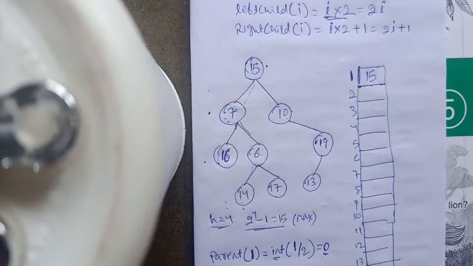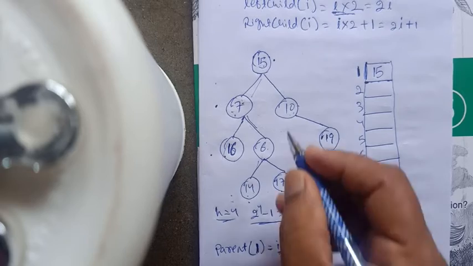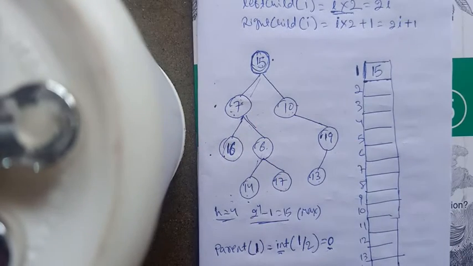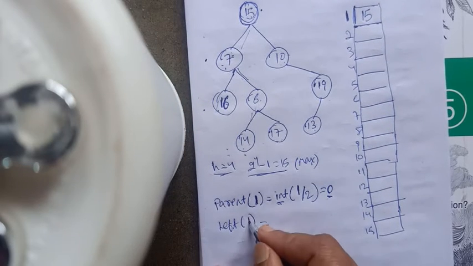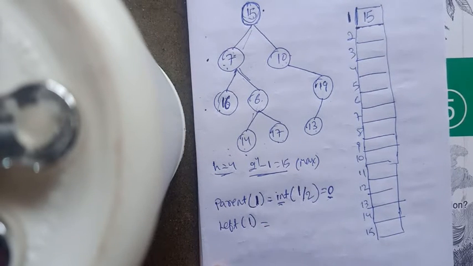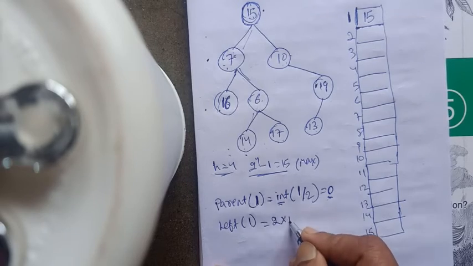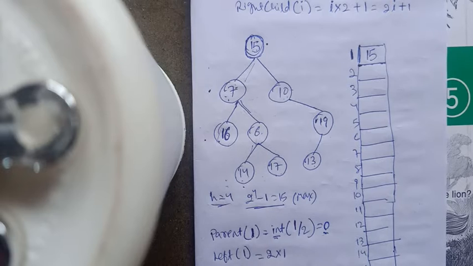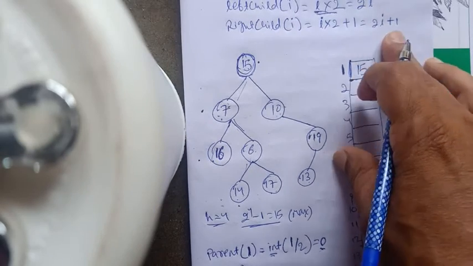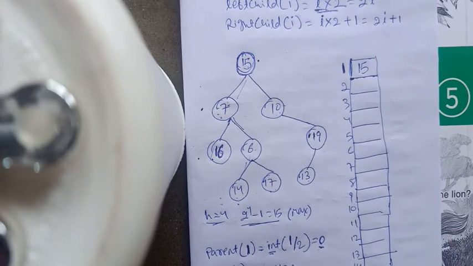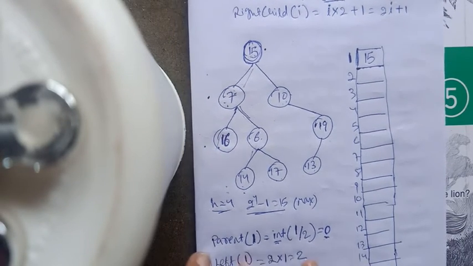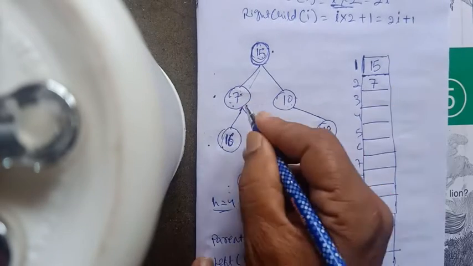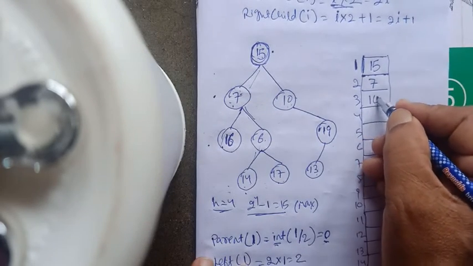So as we know, how do you compute the left child? Suppose, who should be the left child of 1? The formula says: if i is the index of a particular node, its left child index will be 2i. So 2 into 1. And the right child of 1 must be 2i plus 1, so 2 into 1 plus 1. This is 2, and this one will give us 3. So 7 will be stored at index 2, and 10 should be stored at index 3.